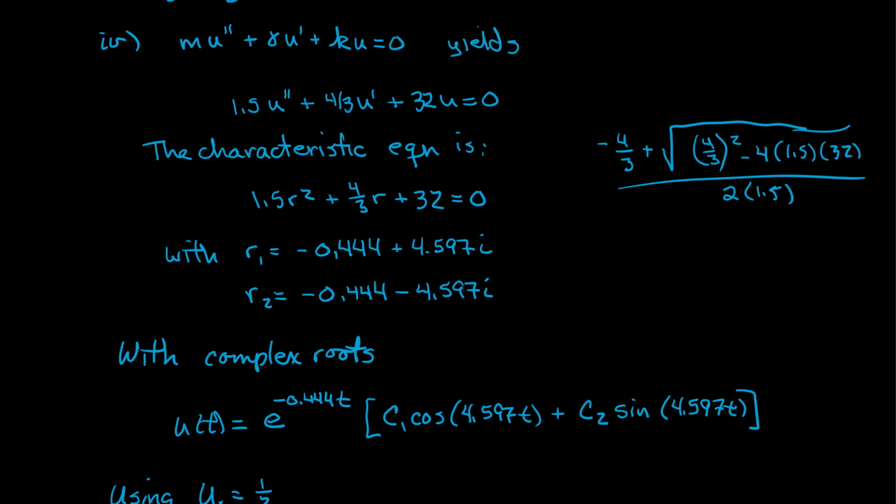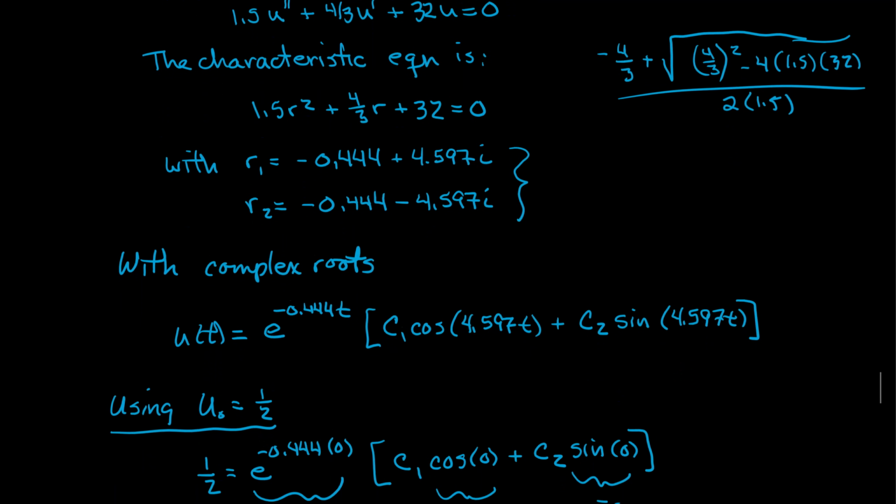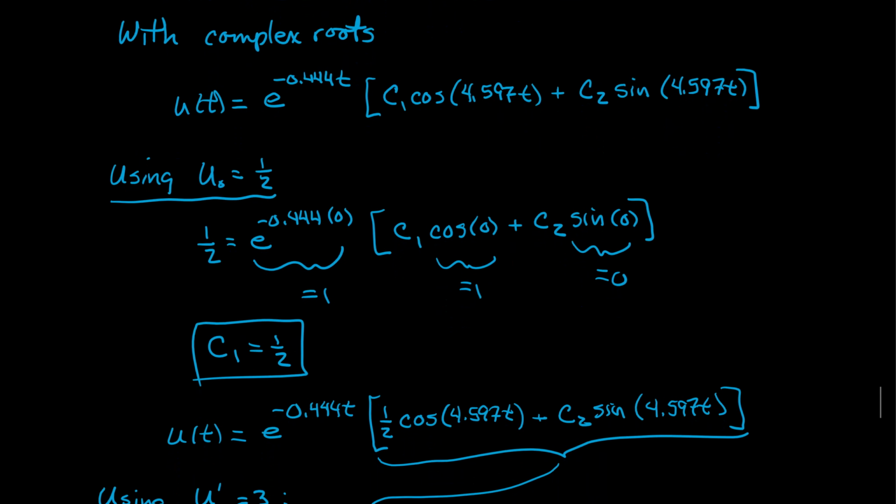And when you figure that out, you wind up with your two roots being negative 0.444 plus 4.597i, and then the negative 0.444 minus 4.597i. With the complex roots, we can go right to a solution, a general solution. We're going to have our e to the negative 0.444t times c1 cosine 4.597t plus c2 sine 4.597t.